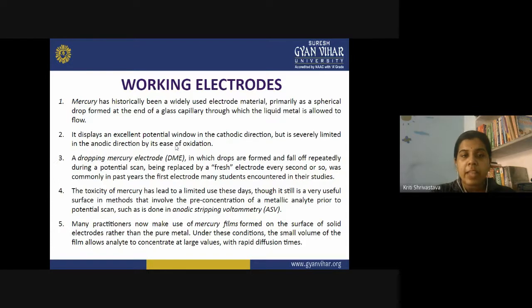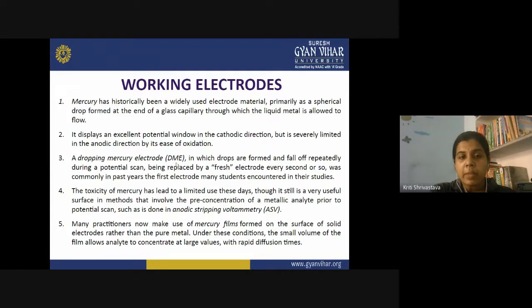It displays an excellent potential window in the cathodic direction. So, especially if you have to perform some experiment in the cathodic potential window, then you use the mercury electrode, but it is severely limited in the anodic direction by its ease of oxidation. You cannot perform an experiment in the anodic direction because the mercury in that case will oxidize itself and it will not be able to provide any signal. So in that case, you use a platinum electrode.